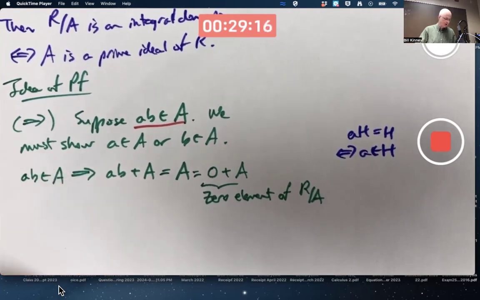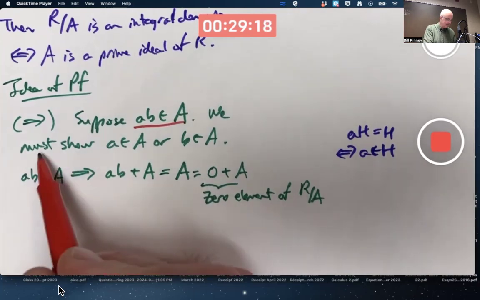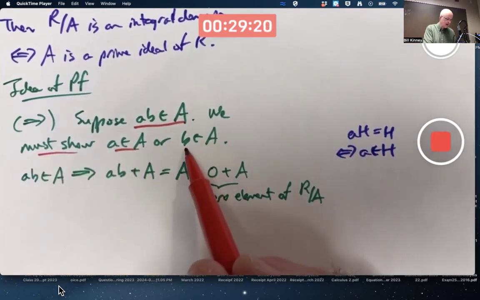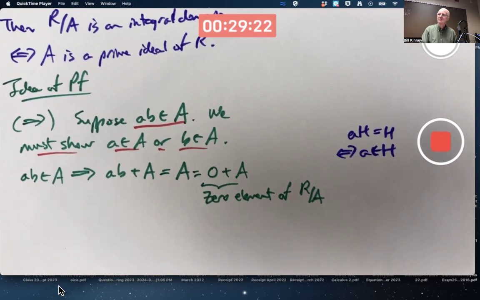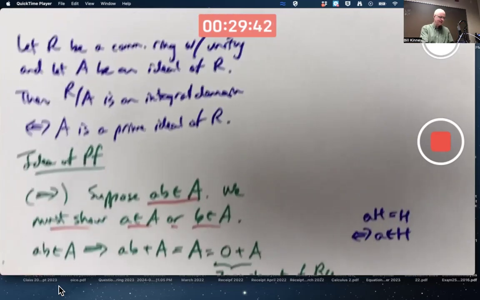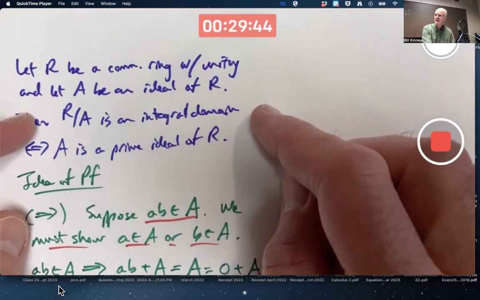Think about what you want to show. You must show little a is in capital A or little b is in capital A. In other words, relating it to factor rings, you must show little a plus capital A is the zero, or little b plus capital A is the zero of the factor ring. Those would be equivalent. How to do that? You've got to use the fact that this is an integral domain somehow, that you're assuming that. How in the world?